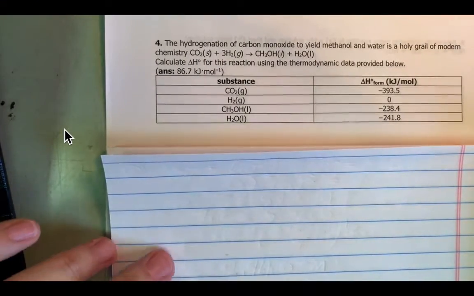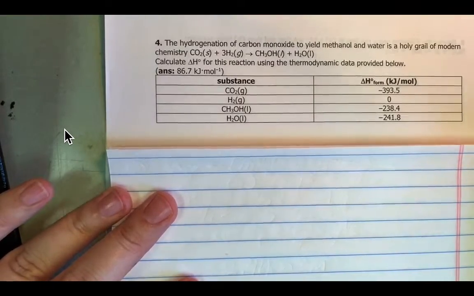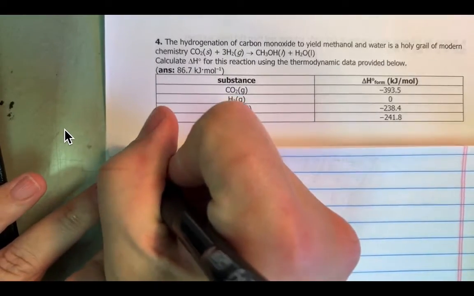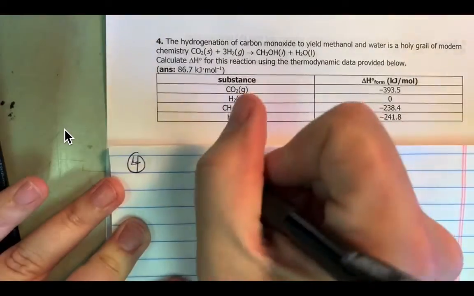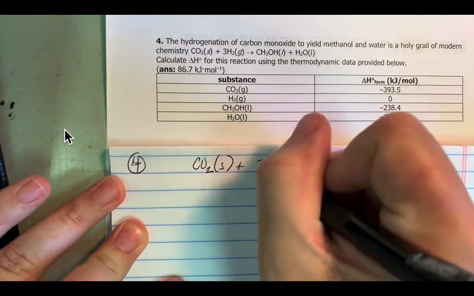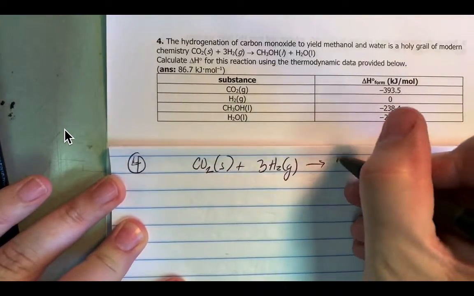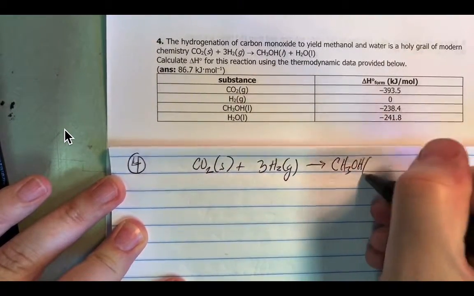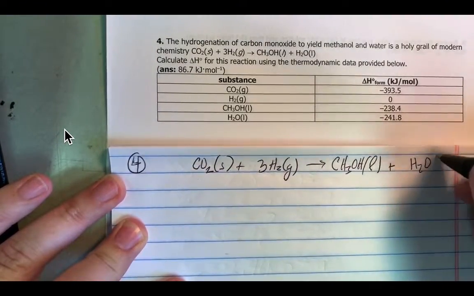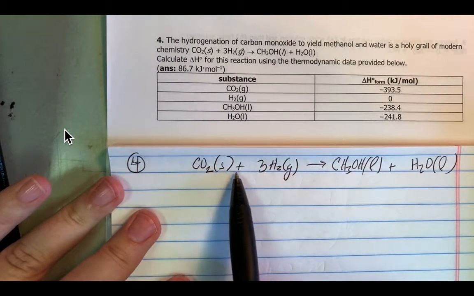All right, in this problem, we're given tabulated data and we're asked to calculate delta H of reaction for this reaction that's given here. The first thing I'm going to do is write this reaction out. CO2 solid plus 3H2 gas, CH3OH liquid plus H2O liquid.